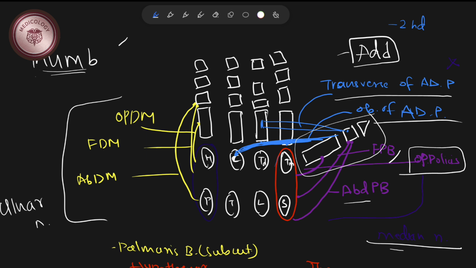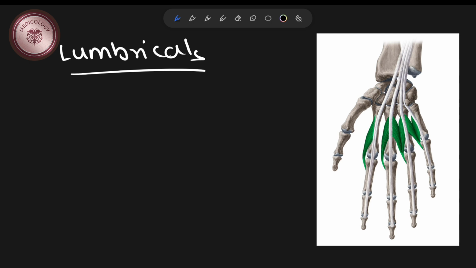So until now we have done the thenar group and hypothenar group. Now we have the other muscles: the lumbricals and the interossei, including the dorsal interossei. After the thenar and hypothenar muscles, let's do the lumbricals. We have 4 lumbricals, given in green color. These have a characteristic feature: they originate from tendons and insert into tendons, not like other muscles. Other muscles originate from bone and insert into bone.